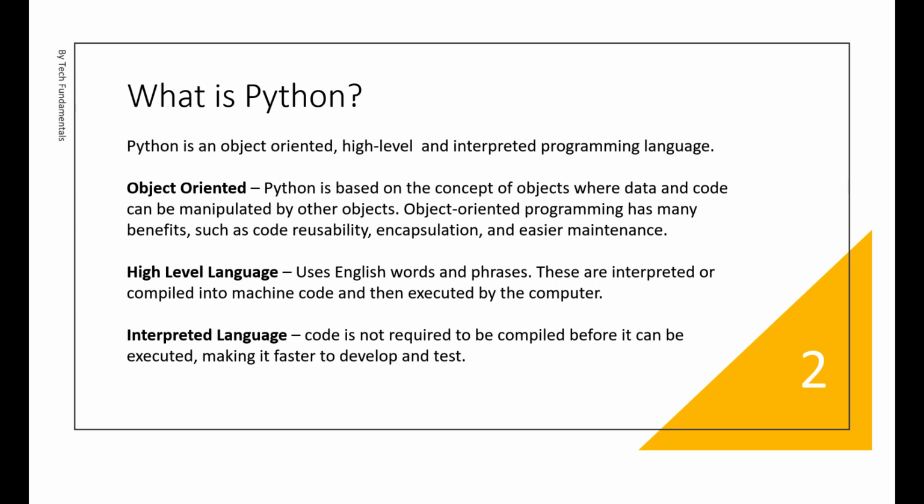Let's come to interpreted language. In programming languages like Java, the code gets compiled first and then gets executed. Compilation means converting our high-level code to low-level code. But in Python, we are not required to compile our code. We don't have to worry about compilation. It gets interpreted at runtime. So this allows us to develop and test our code faster.